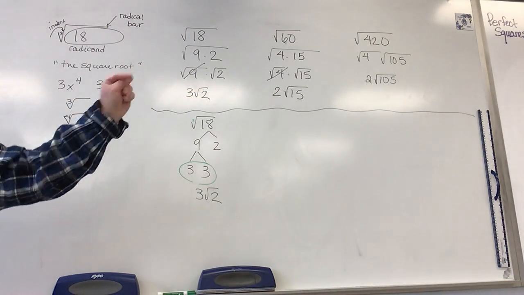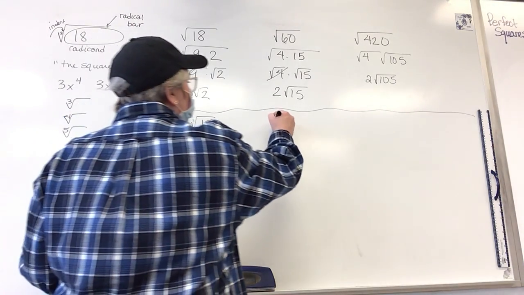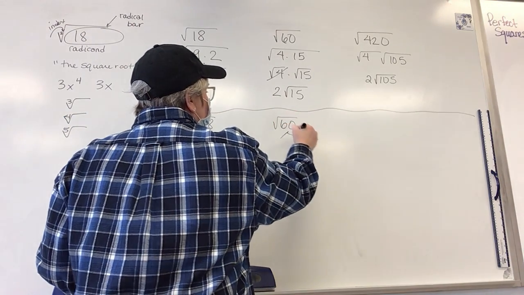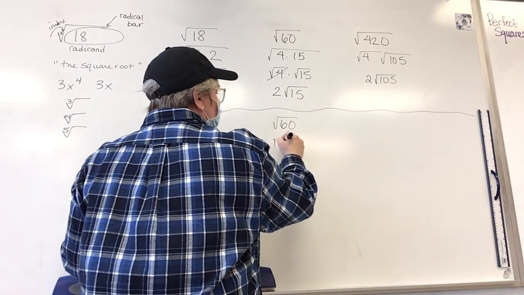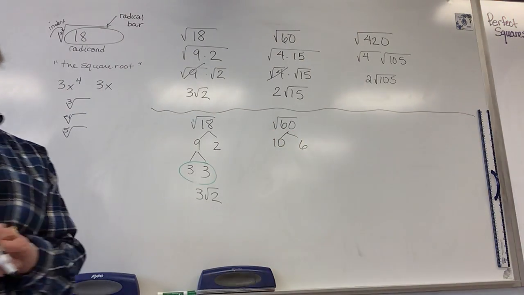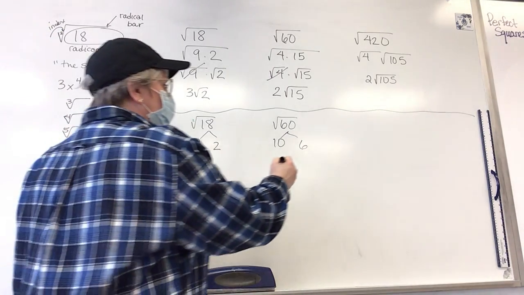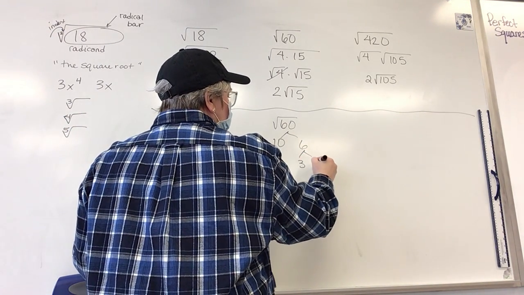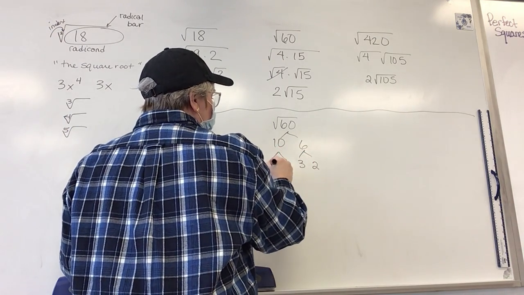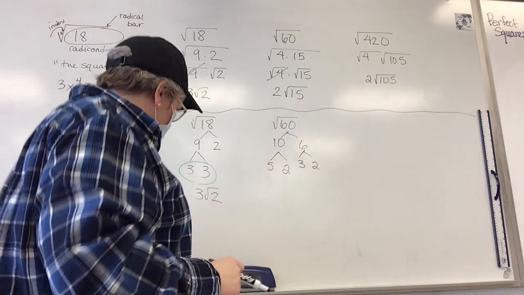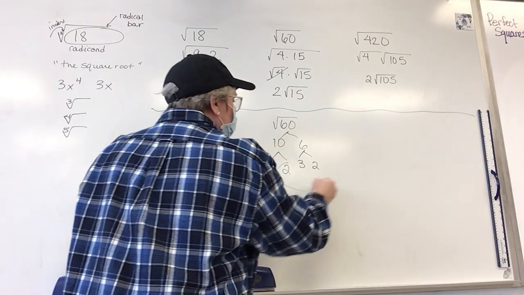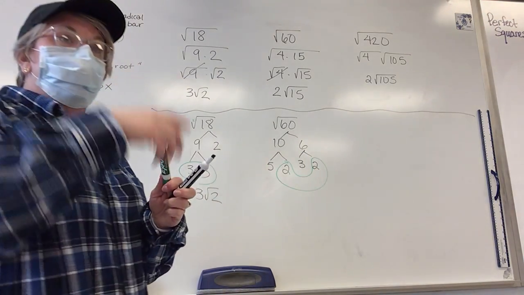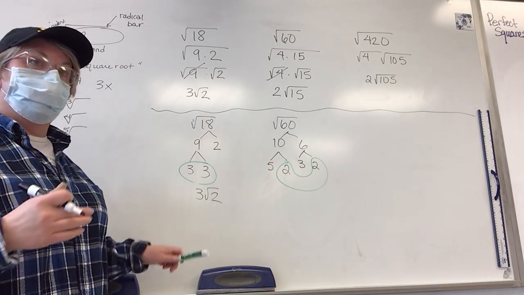Let's do 60 next, this way. Square root of 60. Well, you have a couple different choices. I think most people would probably see 10 and 6 really fast. 6 would be 3 and 2. 10 would be 5 and 2. And I see a pair of 2s. So the 2 comes out to represent the pair.